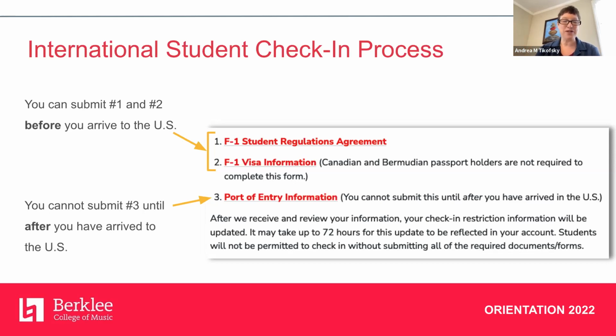Everybody else needs to fill out that F1 acknowledgement form and the visa information and submit a copy of your visa. The third item is the port of entry information. So you must wait to arrive in the US before you can submit it. I know that on the screenshot, it says that it can take up to 72 hours for us to clear it. But just be aware that during check-in, we clear these restrictions much quicker.